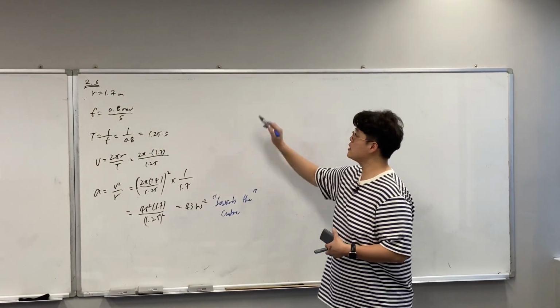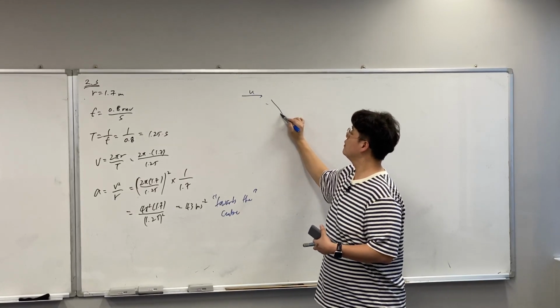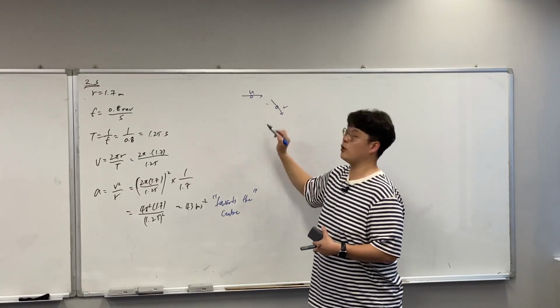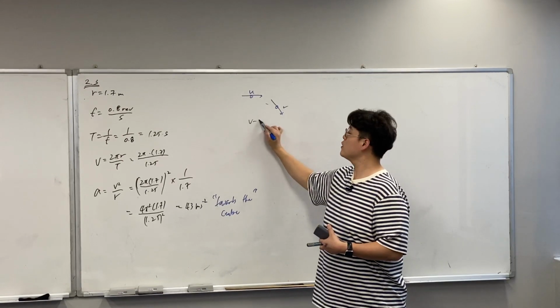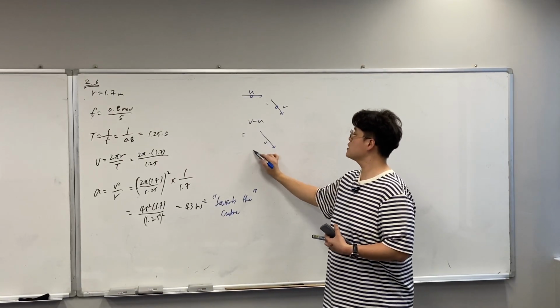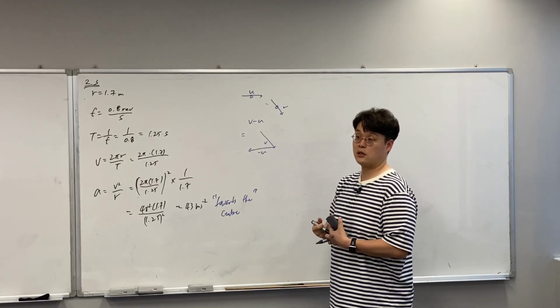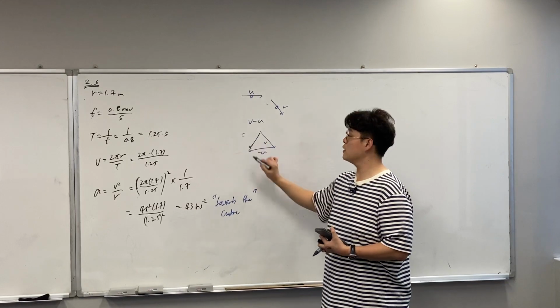Okay, remember this, we are subtracting u from v, for the motion of the ball. Okay, v minus u is always this v minus u. Then what do you get? Always to the center. That's delta v.